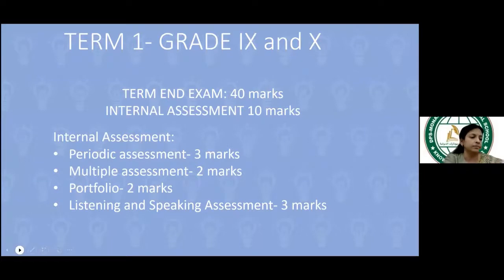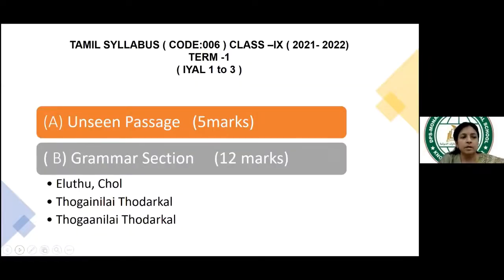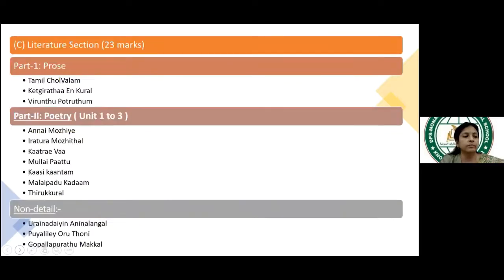Next slide, please. Syllabus for Term 1. Term 1 has 3 years. Unseen passage 5 marks. Grammar section is of 12 marks. Here we have Eluthu, Sol, Togainilai Thodargal, Toganilai Thodargal. Next slide, please. Literature section 23 marks.